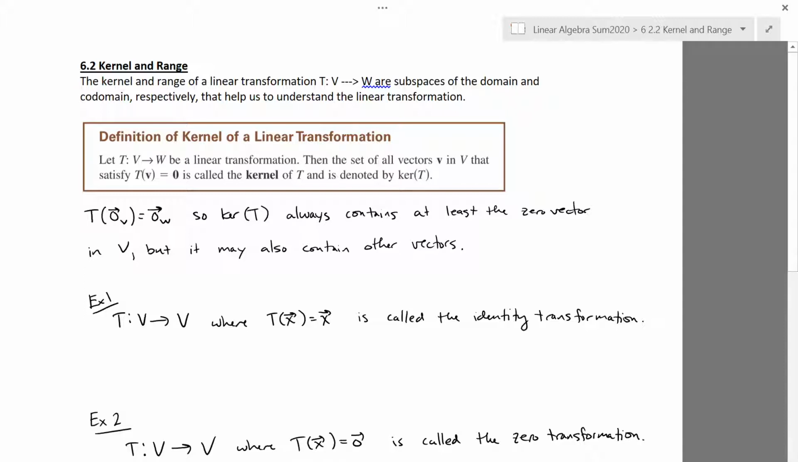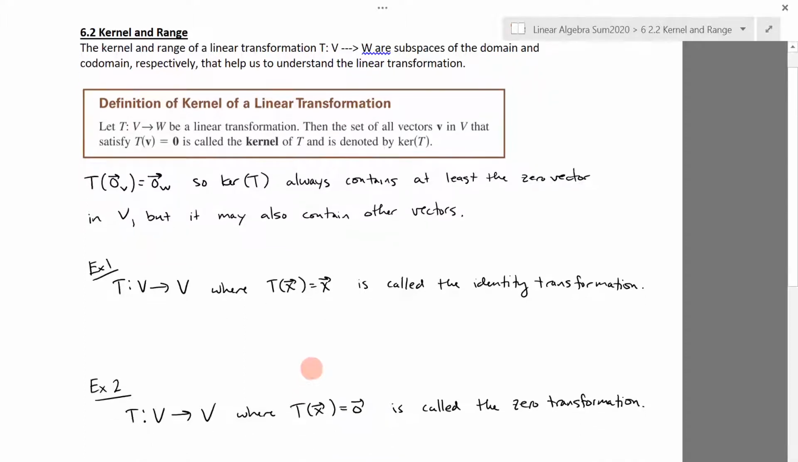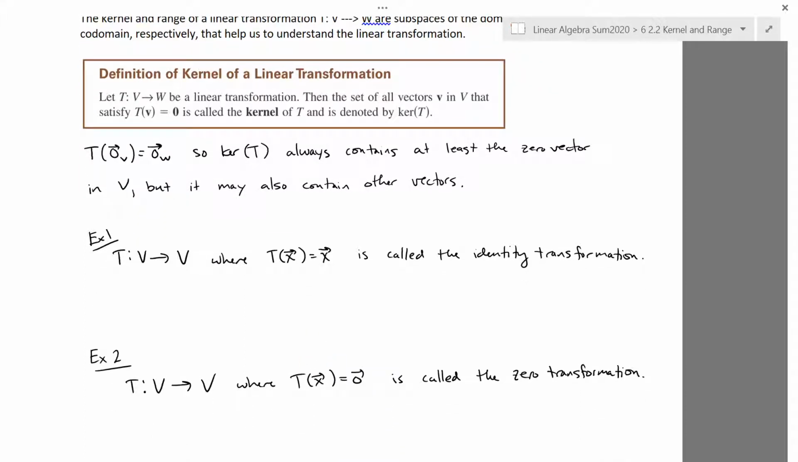Okay, so for a linear transformation, the zero vector in the domain always gets transformed into the zero vector. From the definition of the kernel, it should always at least contain the zero vector, but it may also contain other vectors, right? So basically the kernel is the preimage of the zero vector. Okay, so let's look at a few examples where we try to find the kernel.